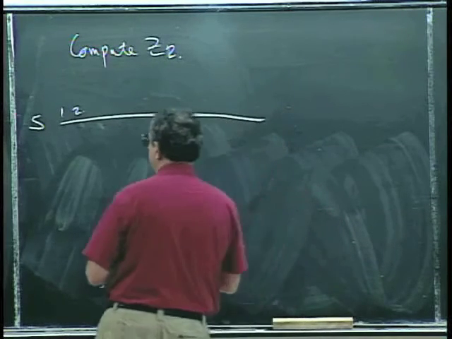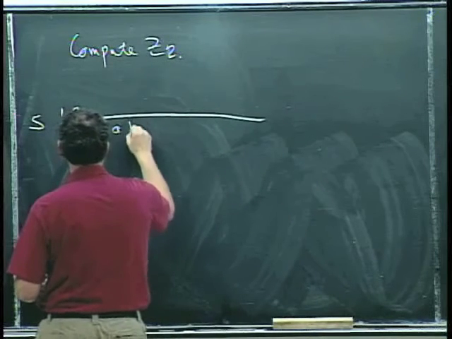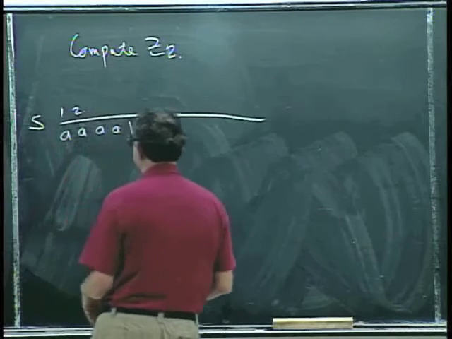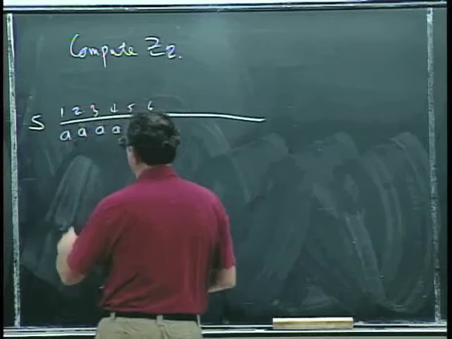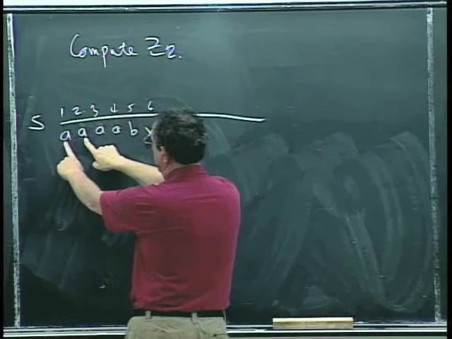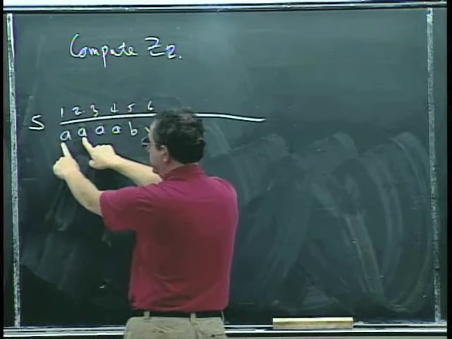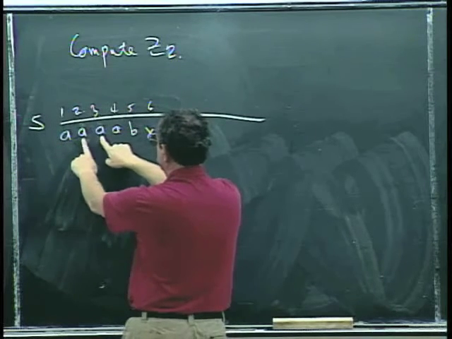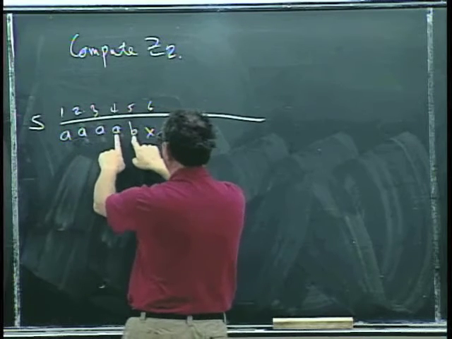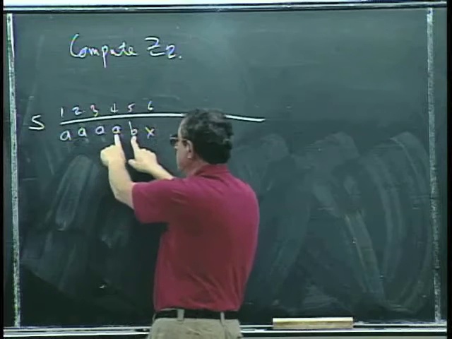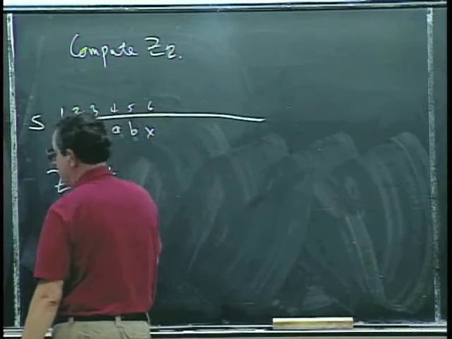Okay, so A, B, X. Let's say this is the string, 3, 4, 5, 6. So the two-fingered algorithm at this point, the character at position 2 matches the character at position 1, and then the character at 3 matches 2, and the character at 4 matches 3, and then the character at 5 does not match 6. So Z2 is equal to 4.